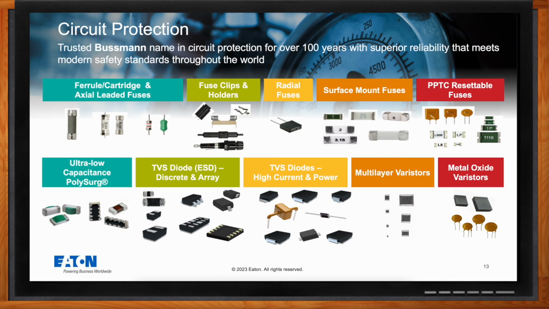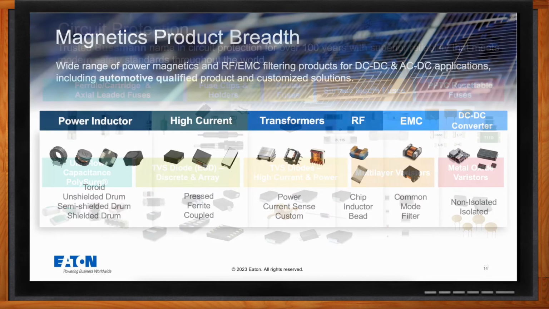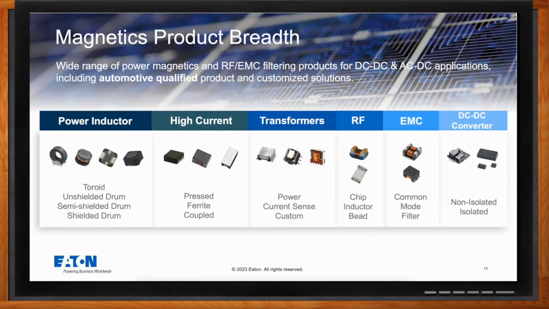So, what about the magnetics you mentioned? Eaton Electronics offers a variety of inductors, transformers, and DC to DC converters to meet the power, signal integrity, and common magnetics requirements. The DC to DC converters are available in both isolated and non-isolated classes, providing versatile options for different design needs.